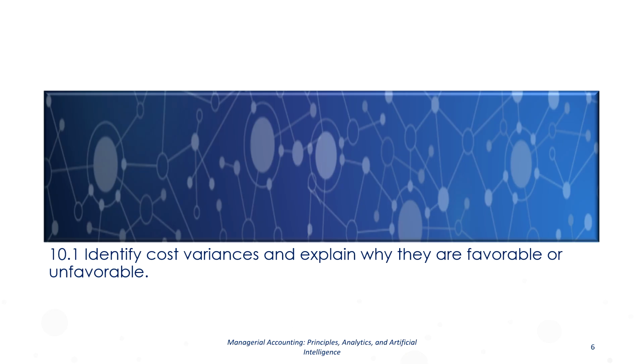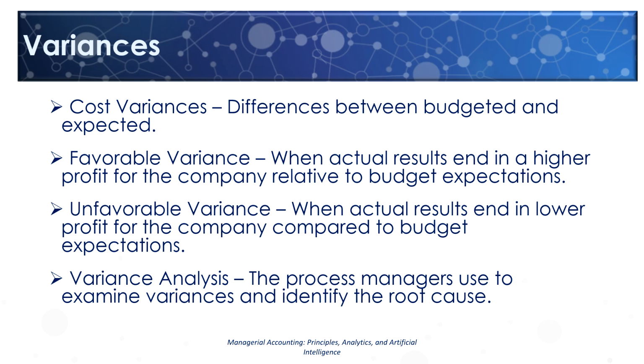Now we begin learning Objective 10.1. A variance is the difference between what we expected and what actually happened. Cost variances are the differences between budgeted costs and actual costs. Managers compute variances to evaluate cost control and identify inefficiencies. However, simply computing a variance is not enough. Managers must analyze variances and identify the root cause.